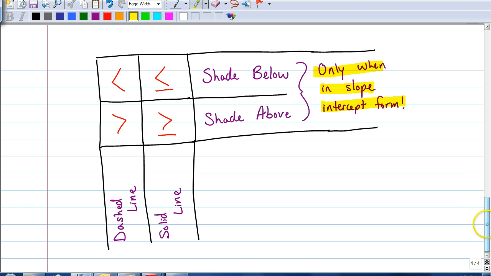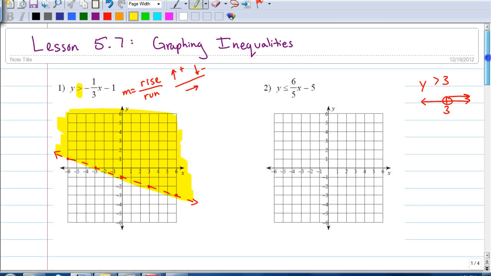But let's use that now as we talk about this other example. So this other example here is y is less than or equal to 6/5 x minus 5. Again, we start out doing the same thing. My y-intercept is -5. My slope is 6/5. 1, 2, 3, 4, 5, 6, to the right 5. Always ask yourself, do I use a solid or a dashed line to connect these? For this one, we would use a solid line.